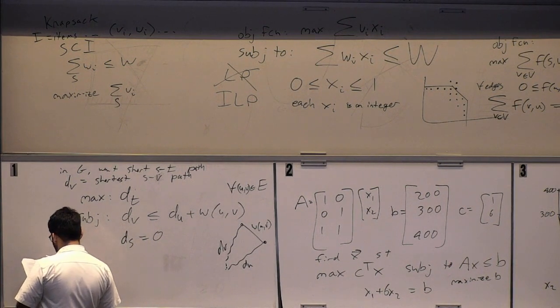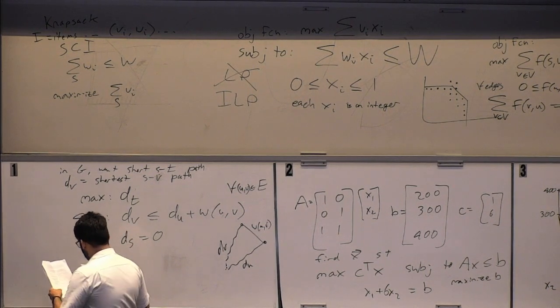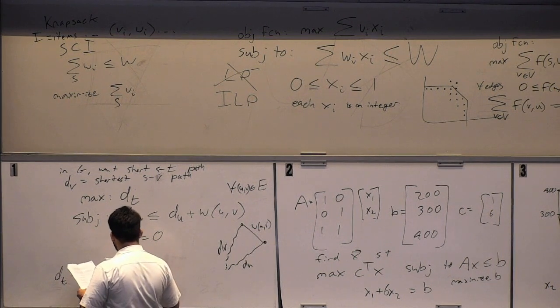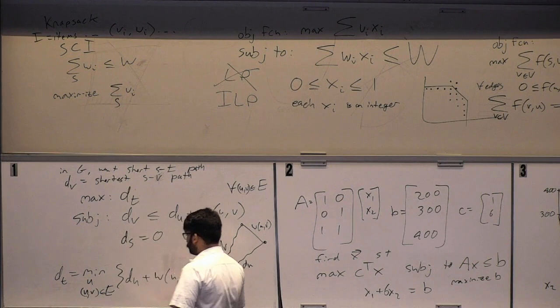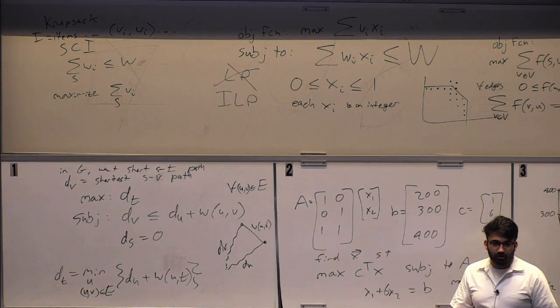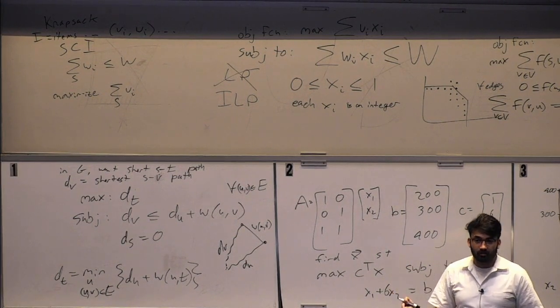min over u, where uv is an element of E, of du plus weight of u comma t, right? If that's true, all the smaller solutions aren't real solutions, so the maximal solution is the only solution that does correspond to an actual path in the graph.